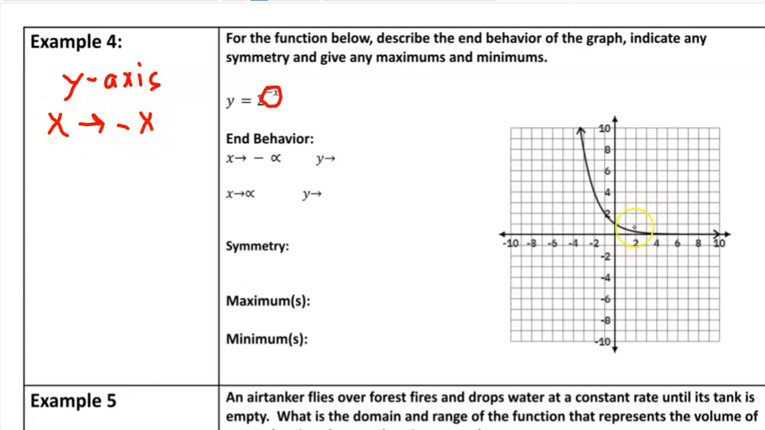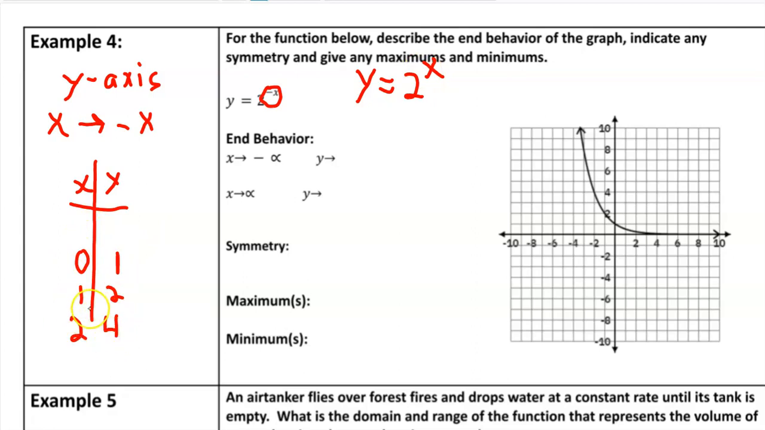So these points that I have here, which here's my ordered pairs: 0, 2 to the 0. I'm doing the parent function here first. Parent function is this. Okay, 2 to the 0 is 1. 2 to the first is 2. 2 squared is 4. 2 to the third is 8. 2 to the negative 1 is 1/2. 2 to the negative 2 is 1/4.